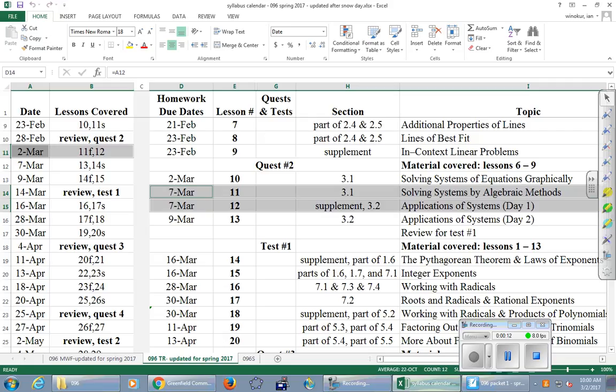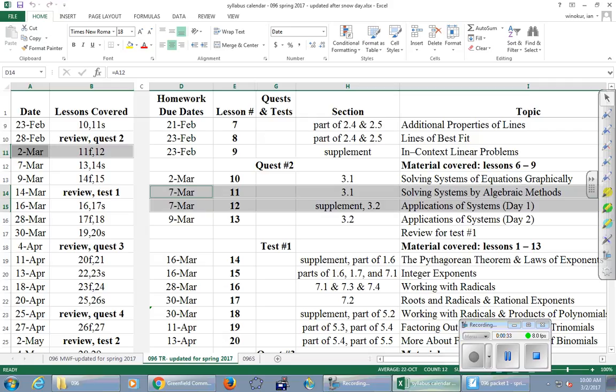And we talked about solving systems of equations using two algebraic techniques. One of them was called the method of substitution, and the other one was called the method of elimination, or the addition-subtraction method. I will remind you at the start of today's class of those two methods. And then we're going to cover all of lesson 12, which you can see highlighted here as applications of systems.